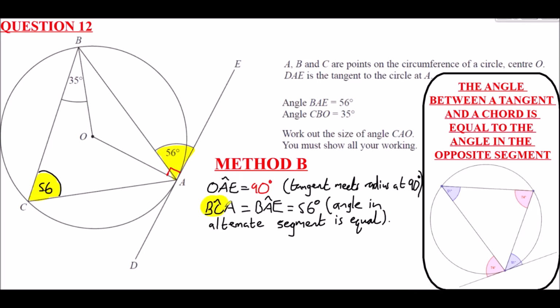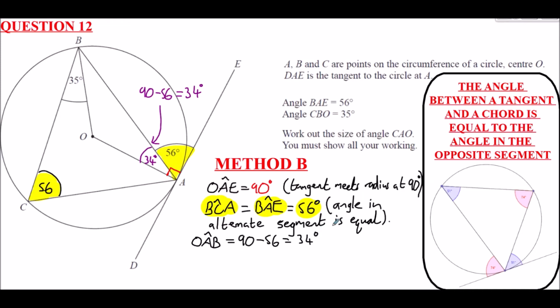So we've got that. So what else can we put down? Well, one thing I'd put here is, again, similar to method B, because this whole angle from here to here is 90 degrees, this one, done in purple, will be 90 minus 56, which is 34 degrees. So I can just write that down. Angle OAB is 90 minus 56, which is 34 degrees.